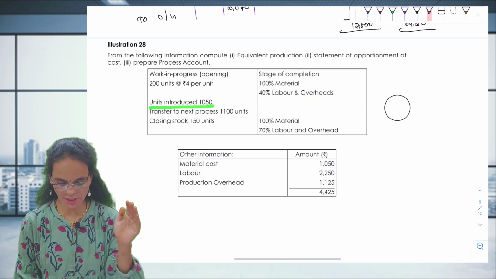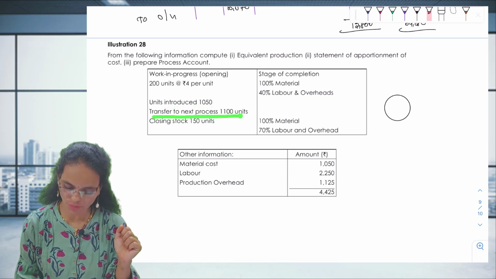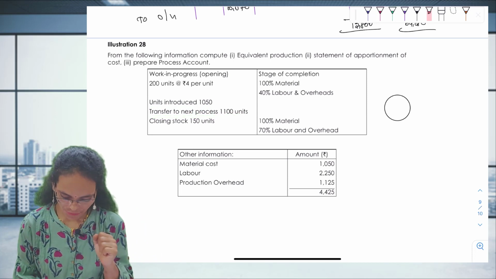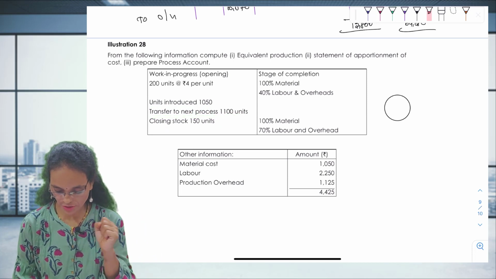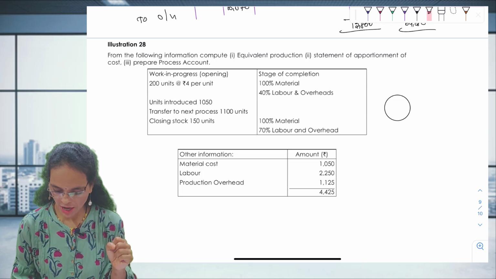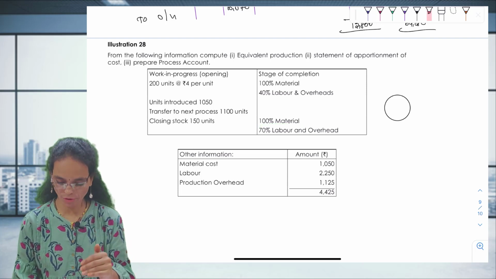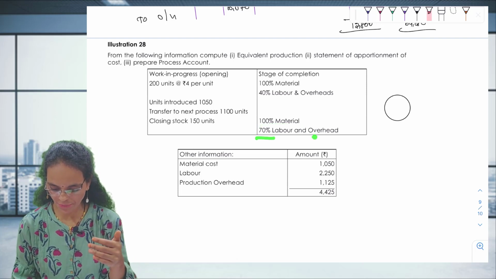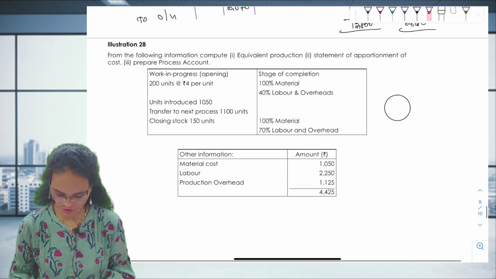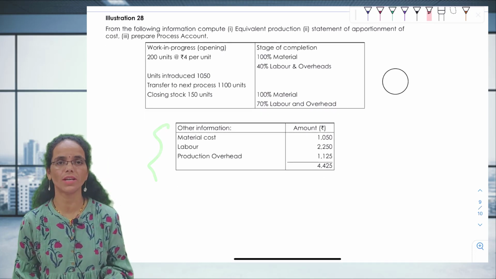Units introduced 1050, transferred to the next process 1100 units, closing stock is 150 units. 100% of the material is finished in the current process, 70% labor and overhead also 70%. The respective cost is given.